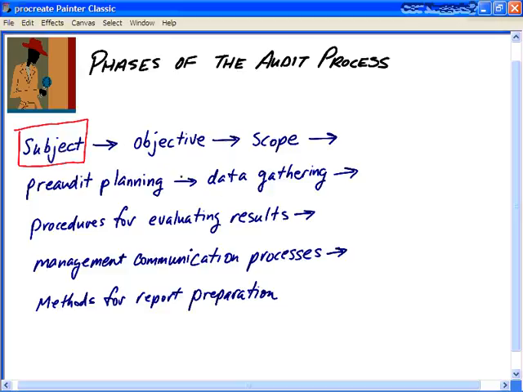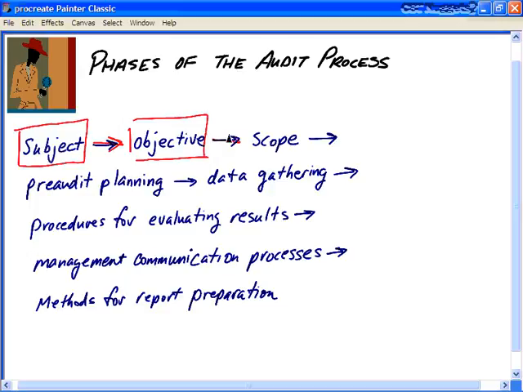Once you've determined the subject of the audit, then you want to determine what your audit objectives are, the purpose of the audit. For example, are you going to be auditing source code for a custom application? Are you going to be auditing the firewall services? Are you going to be auditing a security policy? Are you going to be auditing accounting? Is accounting your objective, research and development? So what are the objectives of your audit?